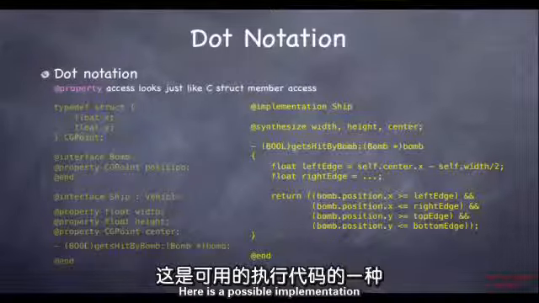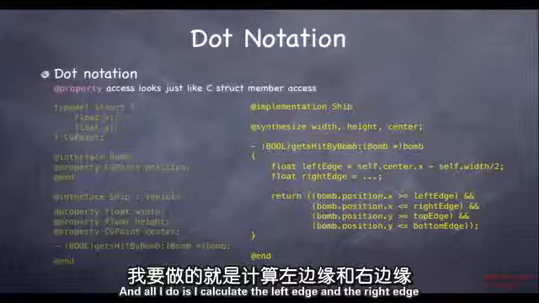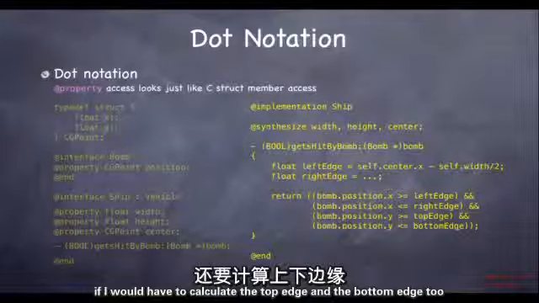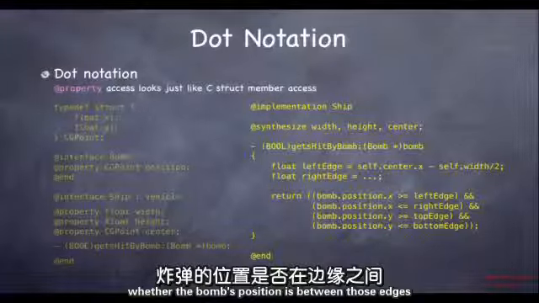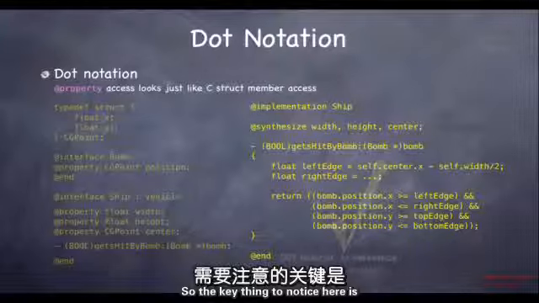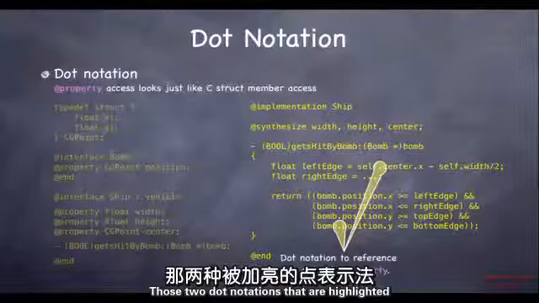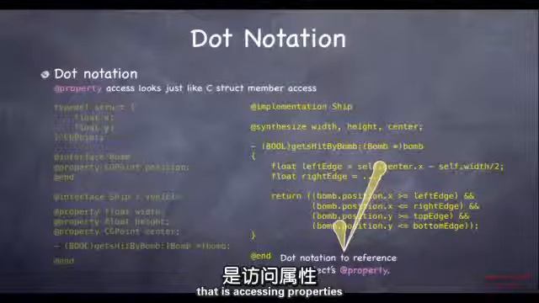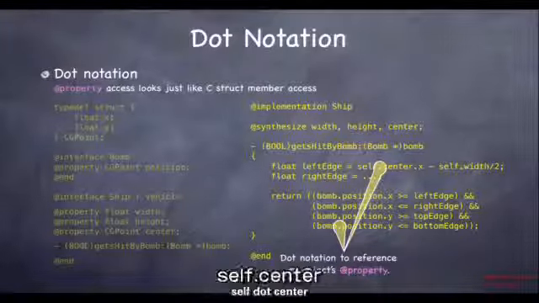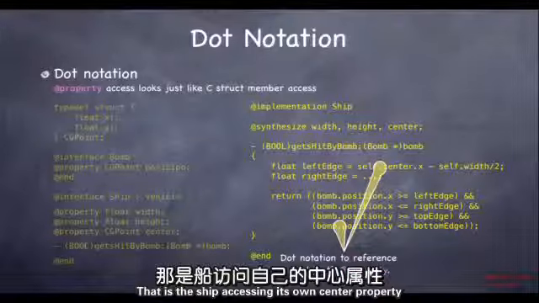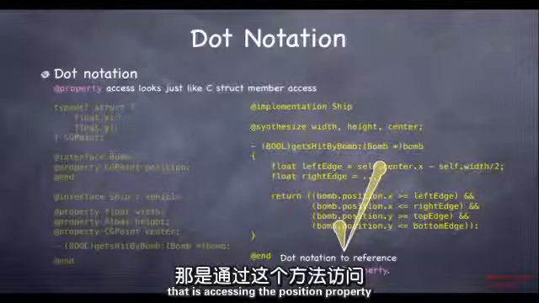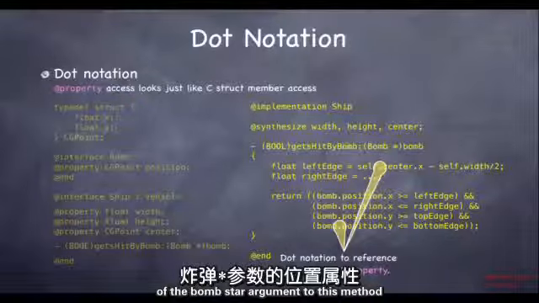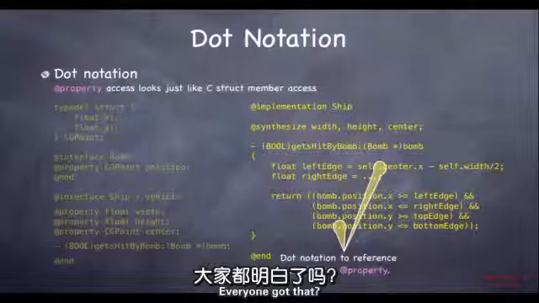Okay? So what would that code look like? Here's a possible implementation, or a skeleton of it anyway. All I do is calculate the left edge, the right edge. I'd have to calculate the top edge and the bottom edge too. And then I just return whether the bomb's position is between those edges. Okay? So the key thing to notice here is that dot notation. Those two dot notations that are highlighted, that's accessing properties. You see that? self.center, that is the ship accessing its own center property. And then down at the bottom, bomb.position, that is accessing the position property of the bomb star argument to this method. Everyone got that?